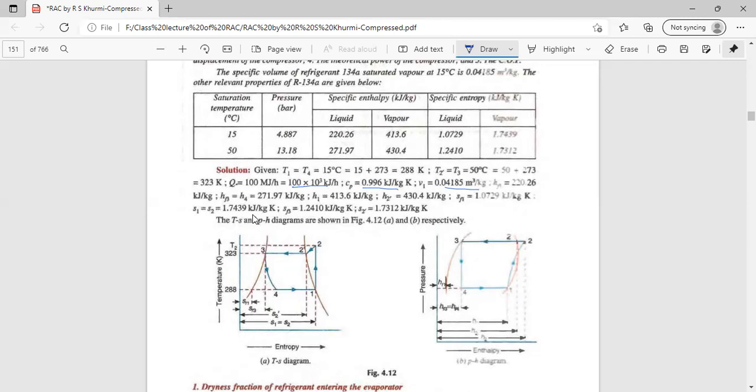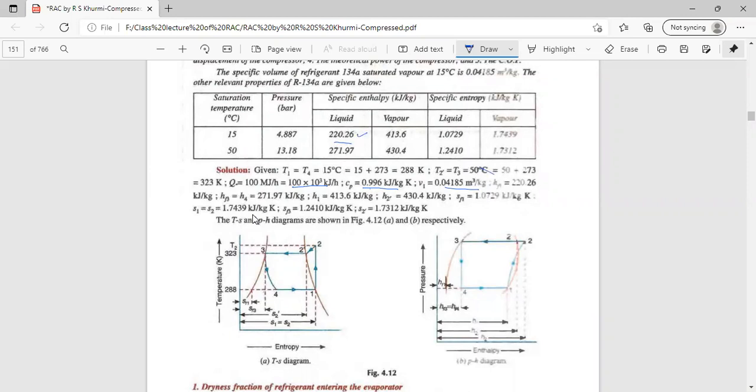HF1, which is the enthalpy of the fluid at the point 1 in liquid state itself, is given as 220.26 here. This is HF1, which is the intersection of this isothermal line with the saturated liquid line, given as HF1 here. HF1 thus is equal to 220.26 as given here itself.